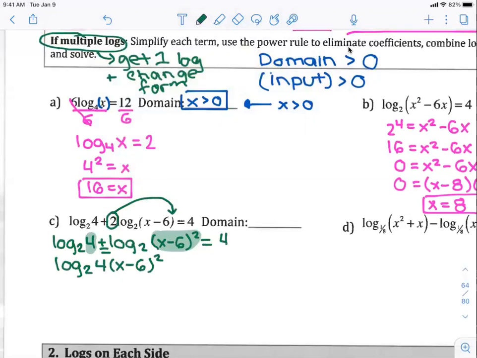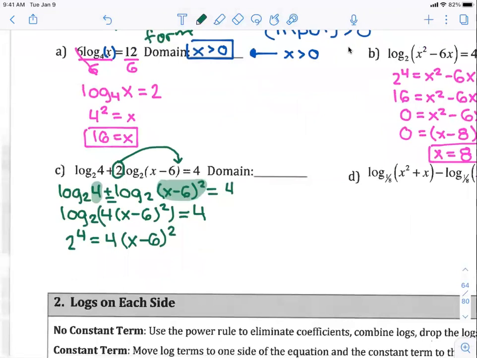So that's all of your input equals 4. Now I've got 1 log. I'm going to go ahead and convert to exponential. So this is 2 to the 4th equals 4 times x minus 6 squared. And I'm just going to go ahead and solve this here. So it's just a lot of algebra work now.